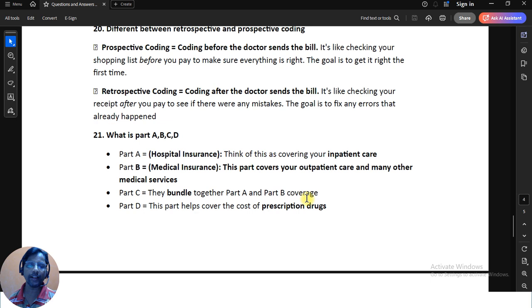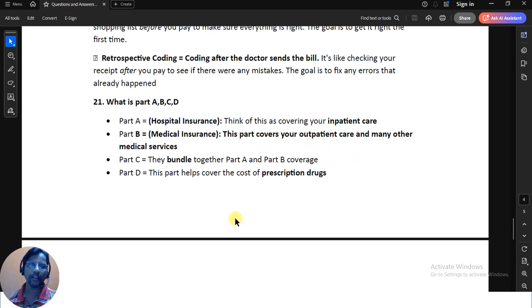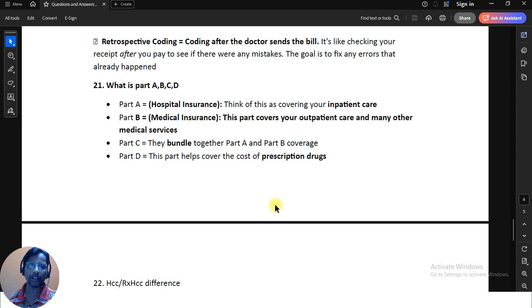Okay. So what are part A, part B, part C and part D? Part A is most of the time hospital insurance. Most of the time we use it for inpatient care. Part B is medical insurance. This part covers your outpatient care and many other medical services. Okay. Part C includes or bundles part A and part B. Part D helps cover the cost of prescription drugs.